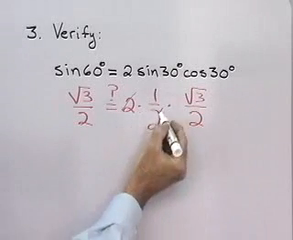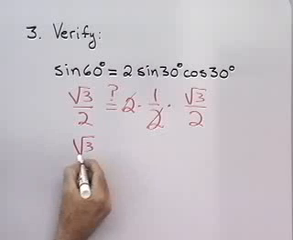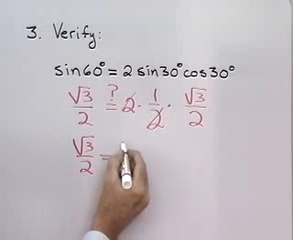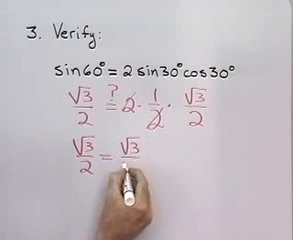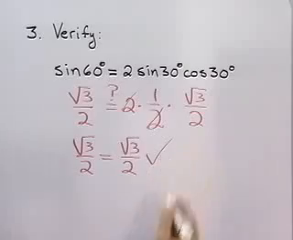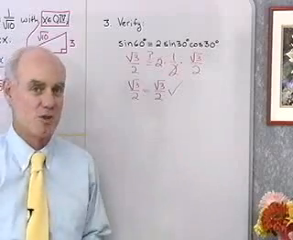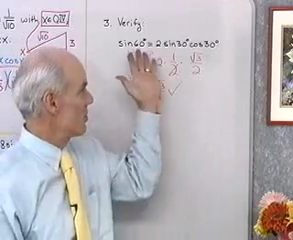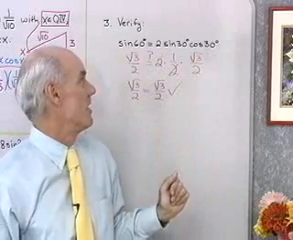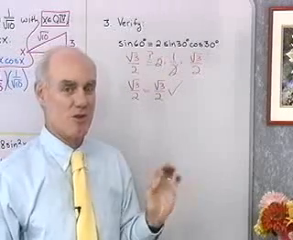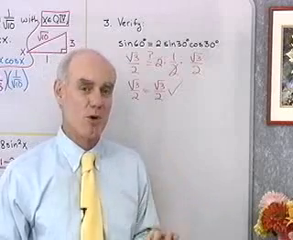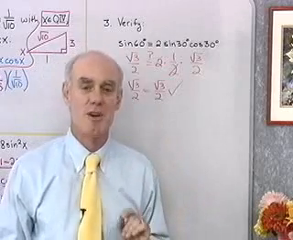Let's see, the 2's divide out. I have square root 3 over 2 equal to square root 3 over 2. So that does check, and I have verified that those two expressions are equal to each other. Just so we can add some weight to these double angle formulas and show you that they actually do work out. Most important thing about the formulas in this section is that you have them memorized.